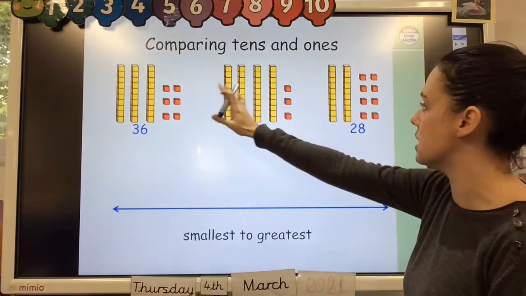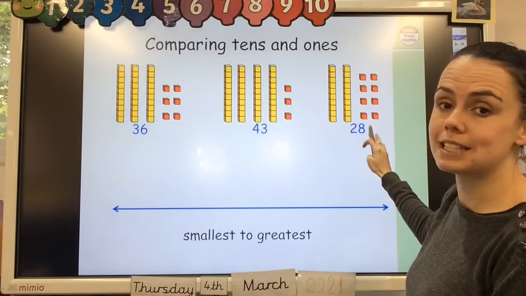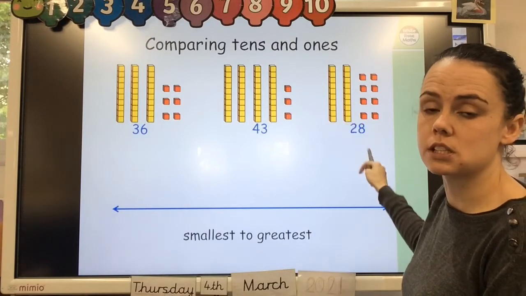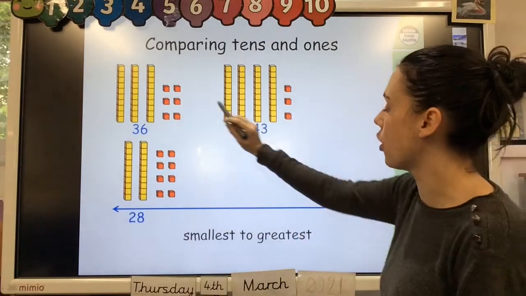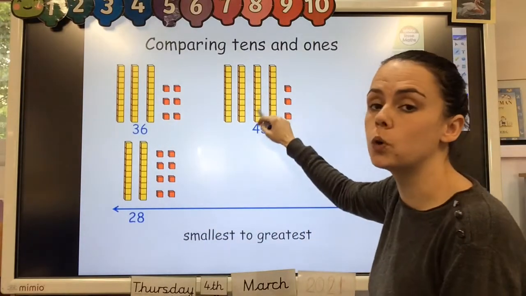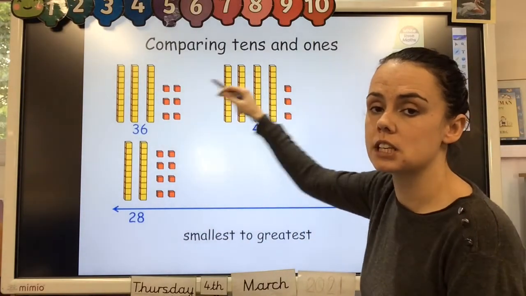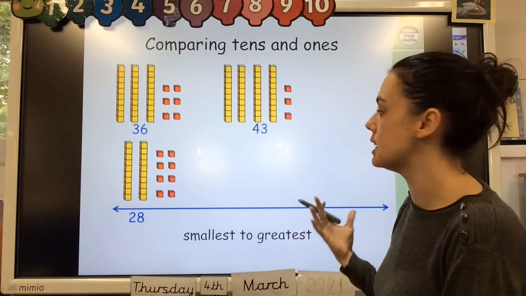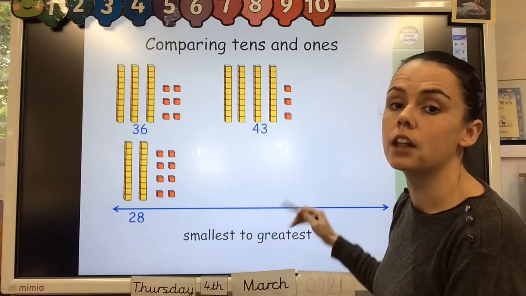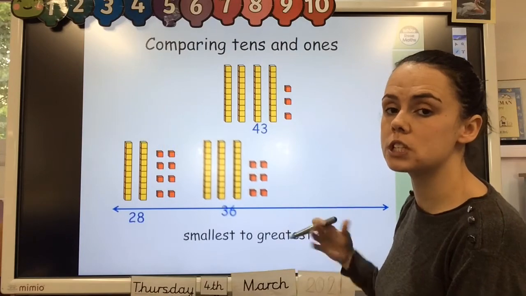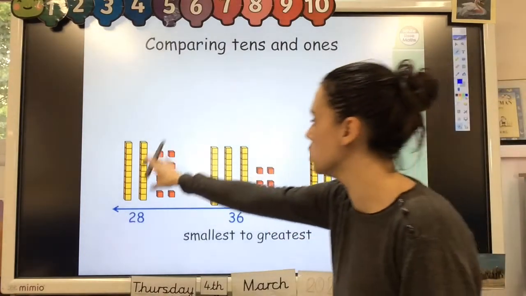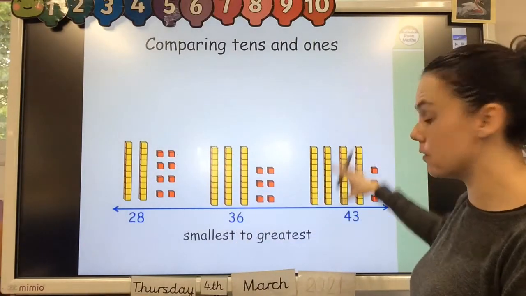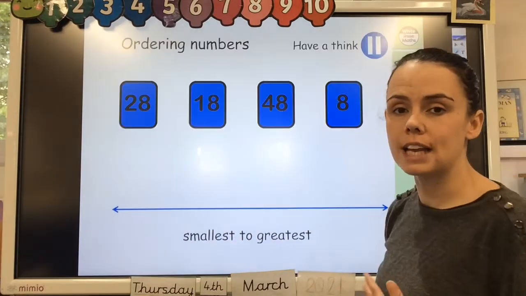Which one has the smallest amount of tens? 28, because there's only 2 tens. So 28 is our smallest. Now we've got 36 or 43. Which one is smaller? 36, which means 43 must be our biggest. So we've got 2 tens, 3 tens and 4 tens. Great.